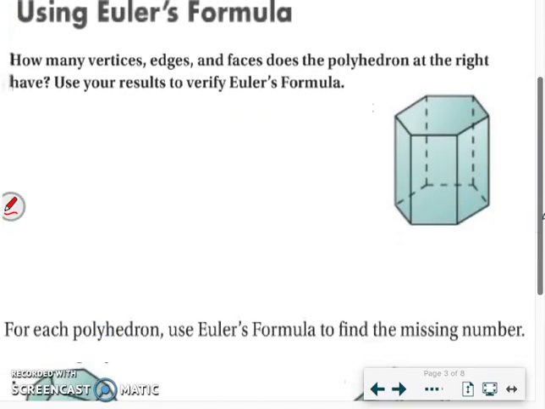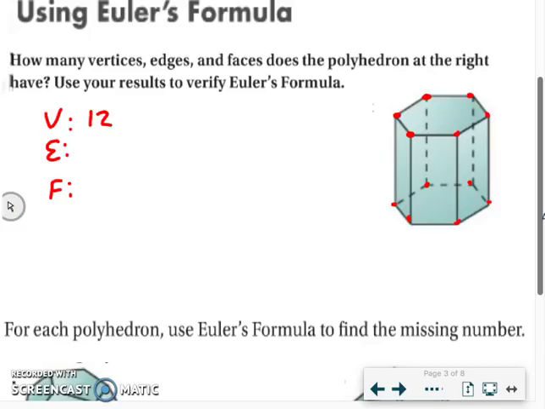Okay, so we're not going to list it every time, but we can check vertices, edges, and faces. Okay, vertices is a pretty quick one to count. They're going to happen where 3 or more lines run into each other. So we're going to have 6 vertices on the top because this is a hexagonal prism. We're going to have 6 vertices on the bottom. So that would be a total of 12.